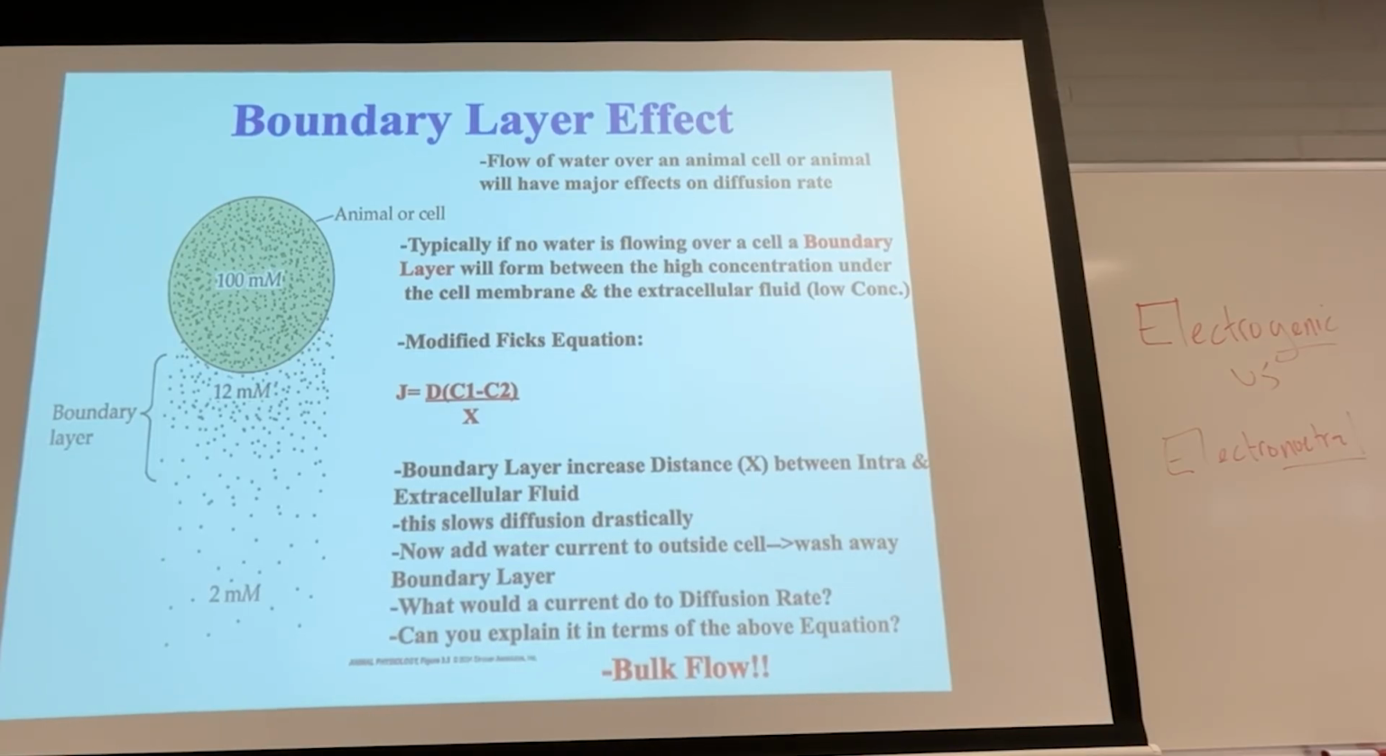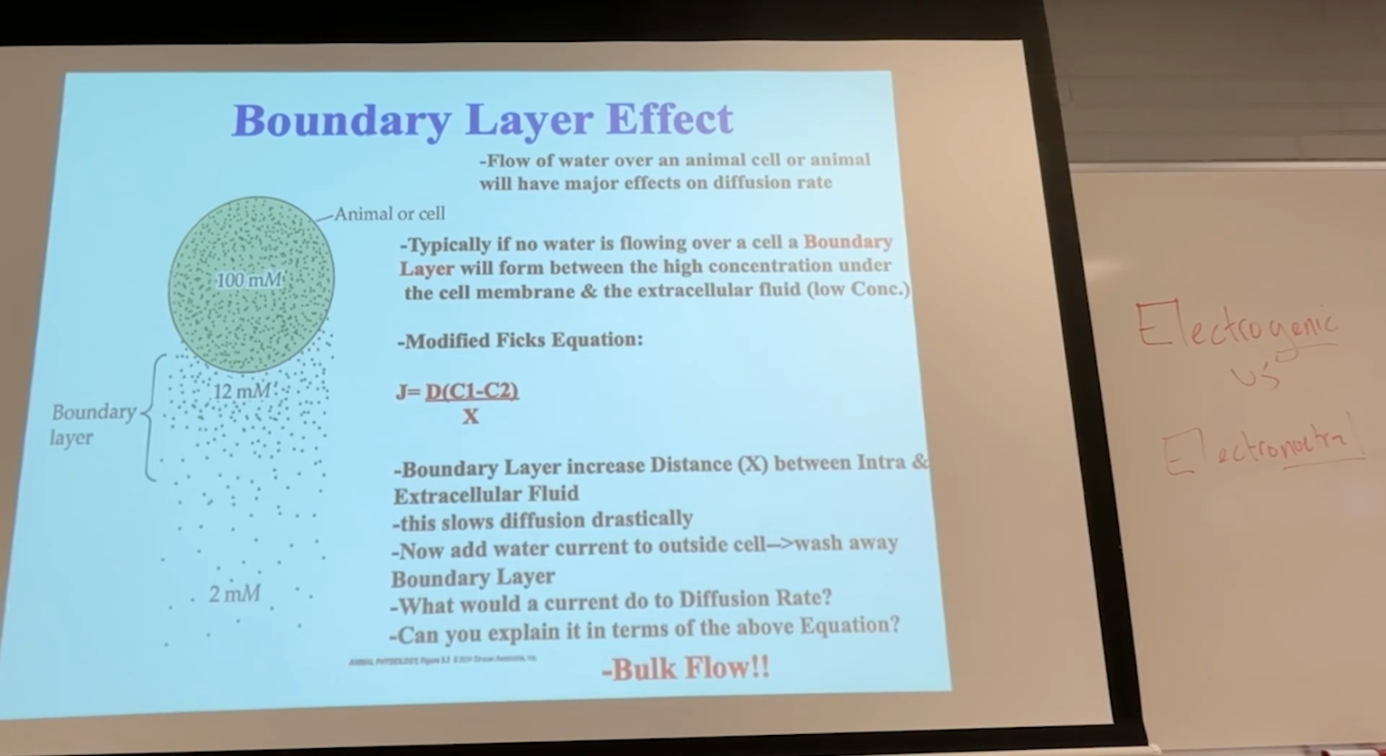So, if I want to move oxygen really quickly in the lungs, what do you think is lining the lungs? A simple squamous epithelium or a simple columnar epithelium? Simple squamous, right? Exactly.